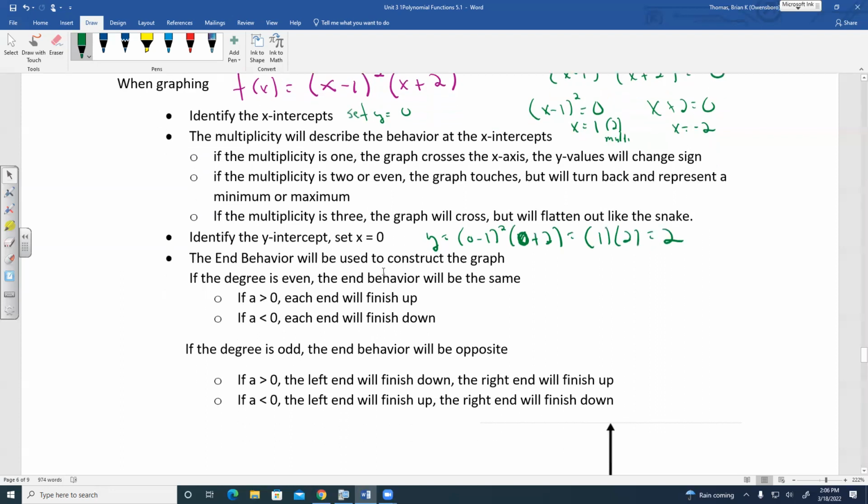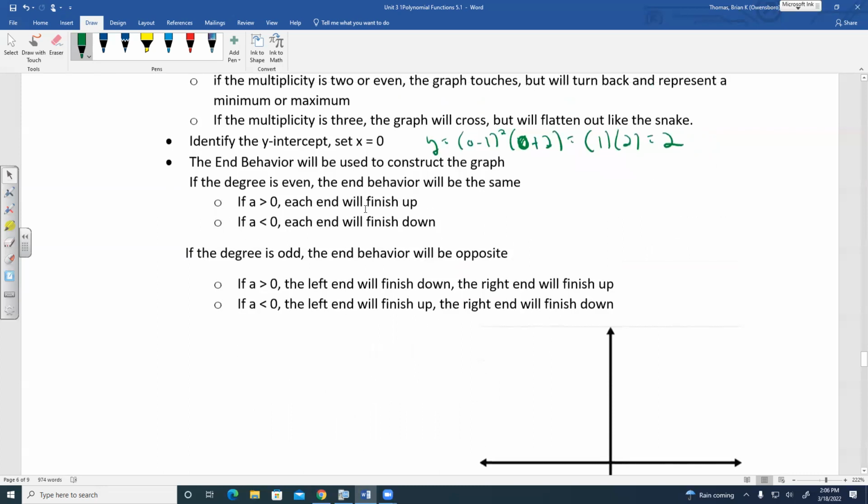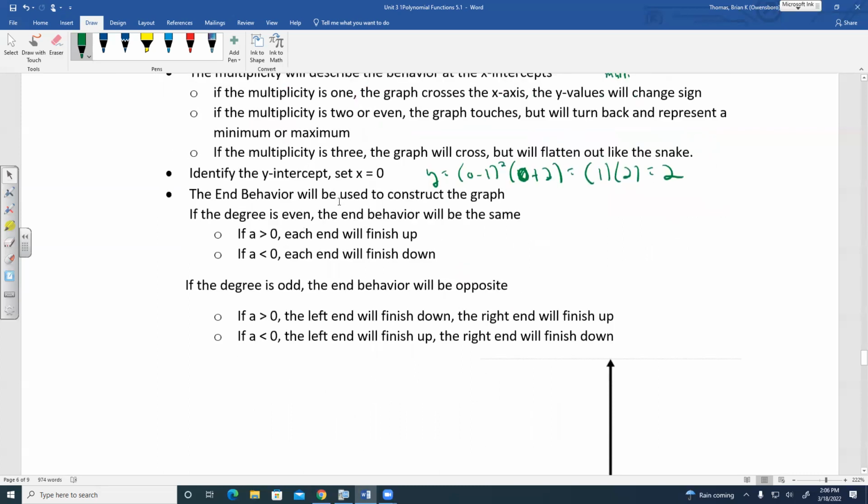So the end behavior is going to be used to kind of create the graph. If the degree is even, the end behavior will be the same. Here's the catch though. It's all about that a. If a is positive, in other words, greater than 0, each end will finish in the up position. So we're talking about the far left and the far right.